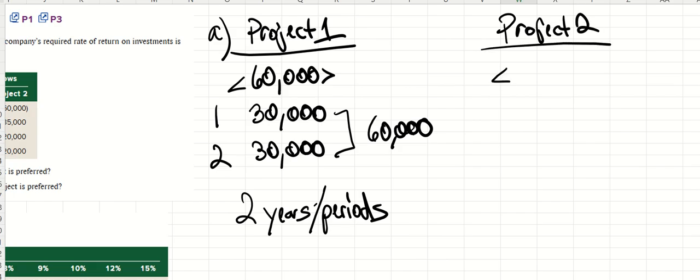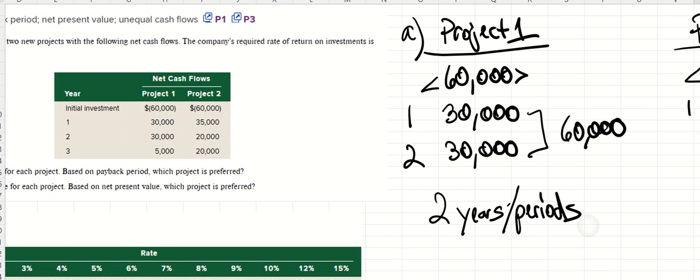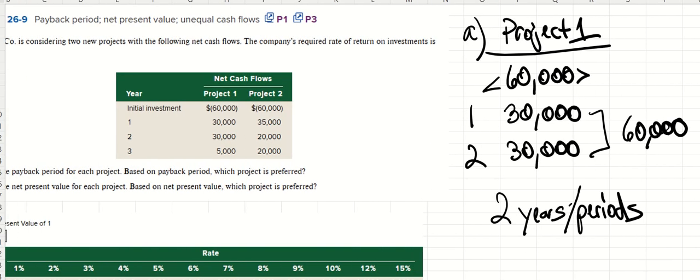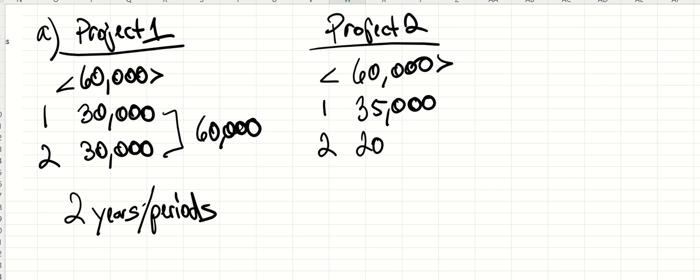Now we go to project 2. Project 2 also has an initial investment of $60,000. Okay. In year 1, they are to generate cash flow of $35,000. Okay, so we know it's going to take them more than 1 year to recoup their investment. Then we have $20,000 for year 2. So we know just from the numbers, 35 plus 20, that's $55,000. It's going to take them more than 2 years to recoup their investment.